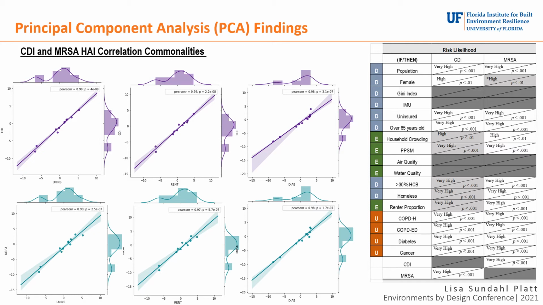Some of these included that a high number of uninsured populations were positively correlated with higher incidences of both MRSA and C. diff HAI. In areas where there were high numbers of renters, there was a positive relationship with higher incidences of both C. diff and MRSA HAI. And in regions where there were more people who were struggling with the health condition of diabetes, there was a greater number of reported C. diff and MRSA HAI.